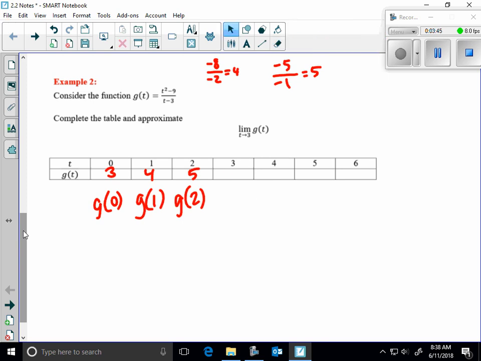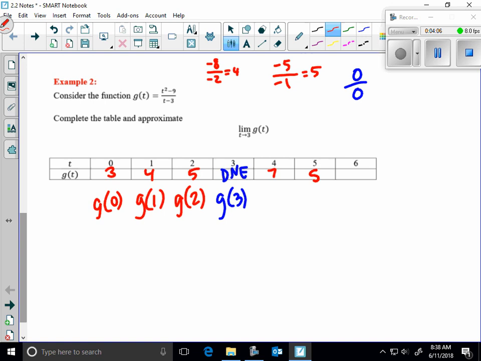Now the temptation is to say, oh, hey, g of 3 is going to be 6. No, it's not. If I square 3, I get 9. 9 minus 9 is 0. 3 minus 3 is 0. So I get this does not exist, and we'll see why in just a moment. But what ends up happening is that we get a 7 here, an 8 here, and a 9 here.